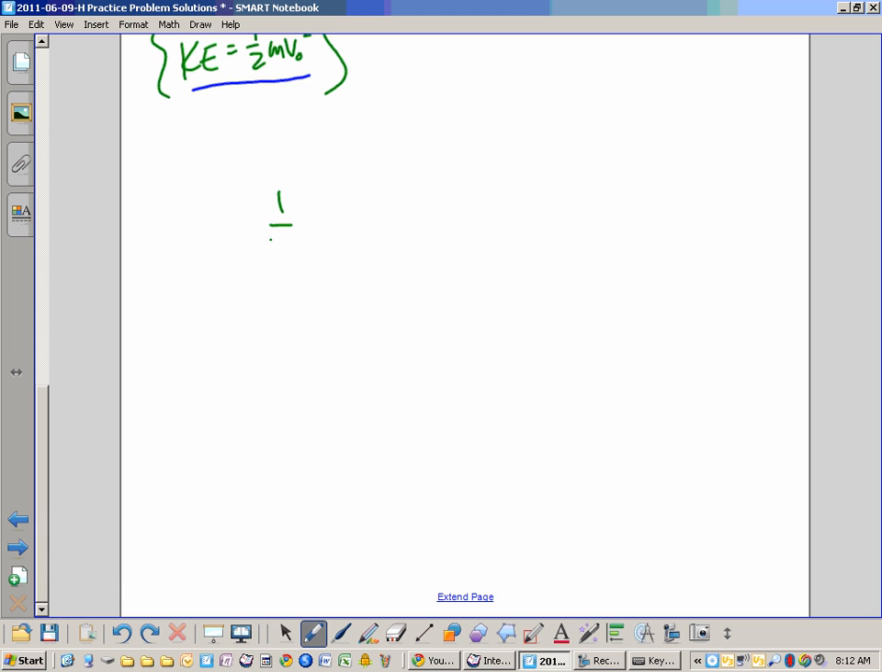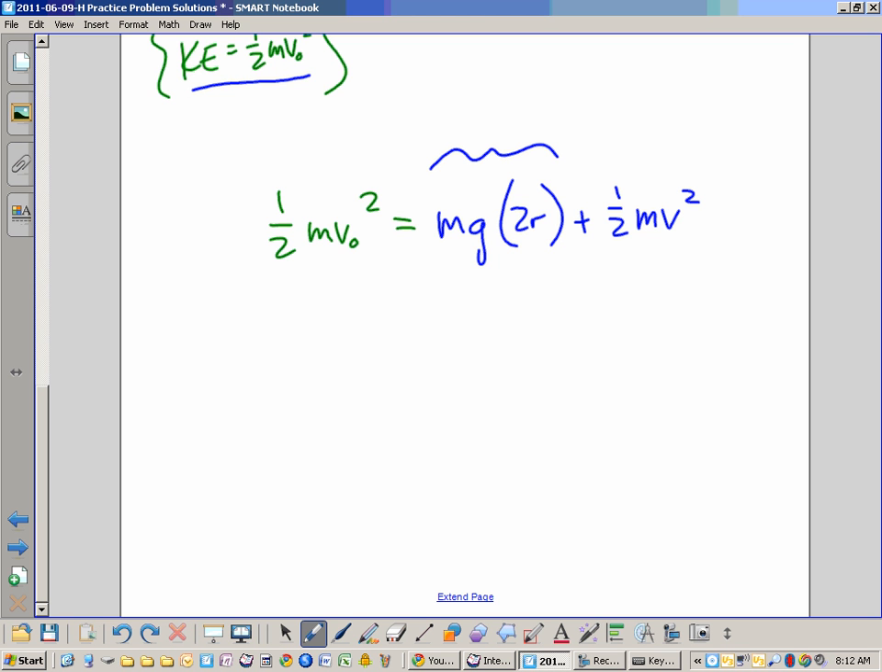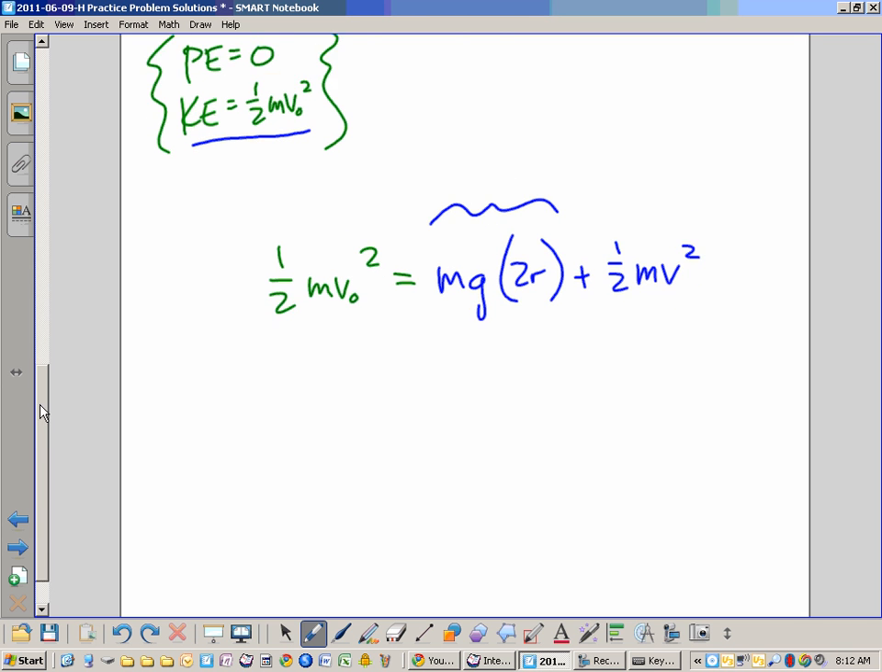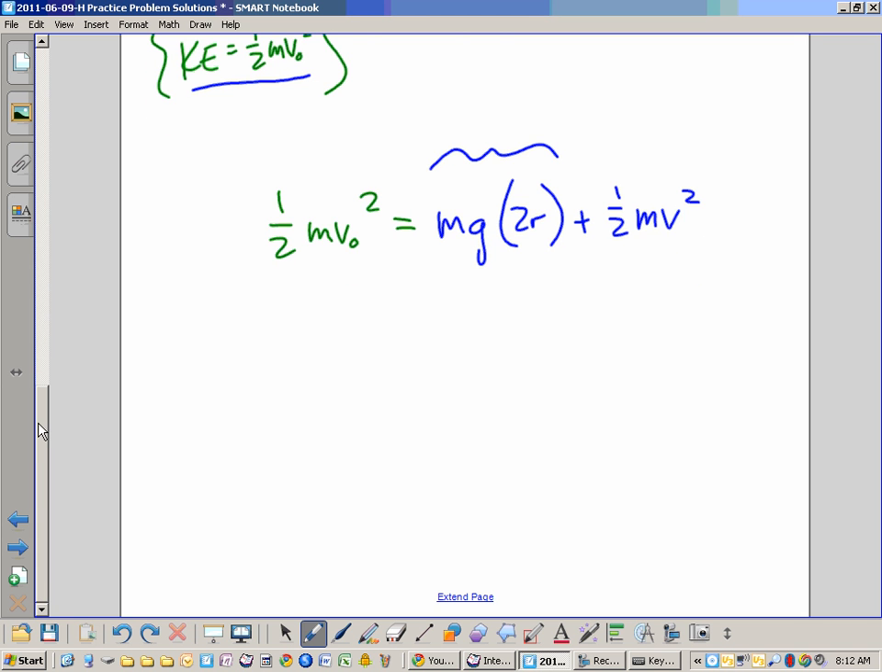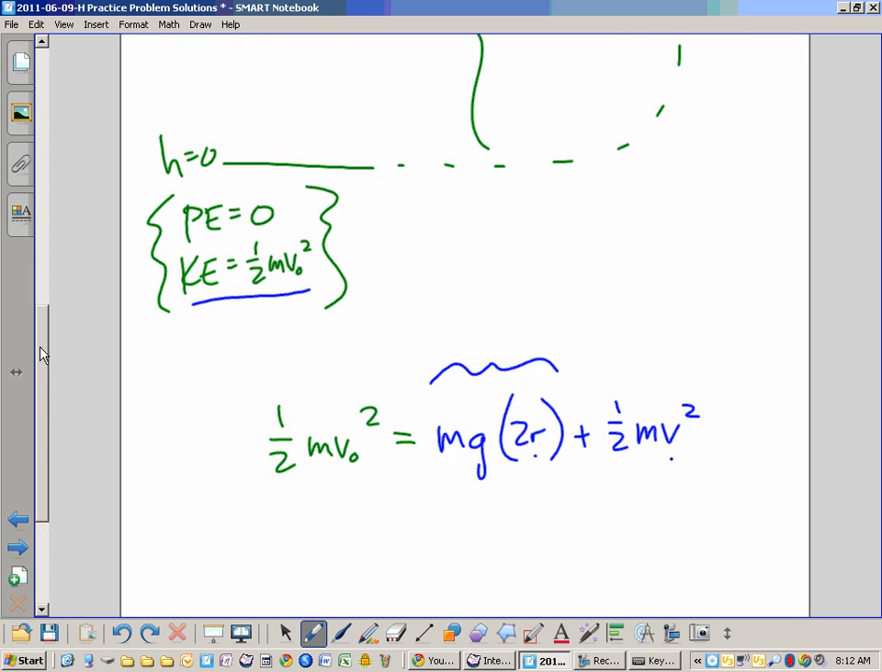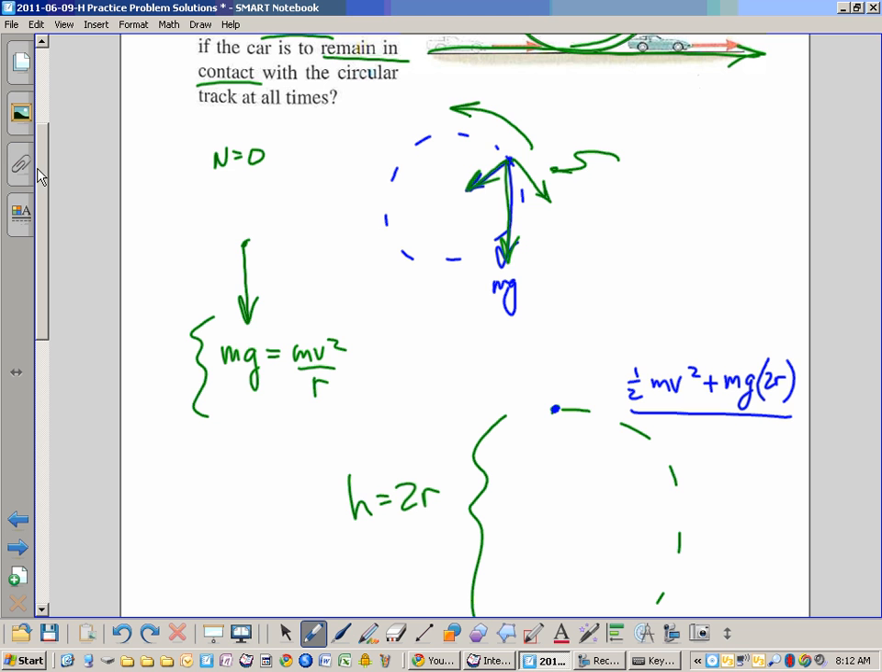Now we just set those two things equal to each other, and we can say 1/2 mv naught squared is equal to mg 2r, because that's the height. And what is this again? Its potential energy. Plus 1/2 m v at the top squared. But wait a minute, what do we know about v at the top? We don't know what that is, and this we don't know either, do we? But which one of those have we already partially solved for? I'll give you a hint. It's circled in blue.